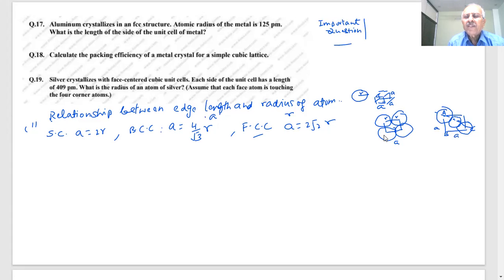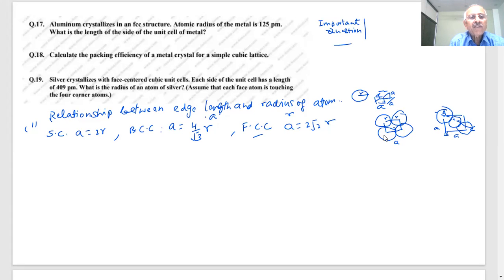How do I remember? a equals 2r for simple cubic, a equals 4 by root 3 r for BCC, and a equals 2 root 2 r for FCC. What is important, students, is that we can't do these derivations in the exam. We must learn them so that we will be able to answer fast, students. The question is on the screen, students.